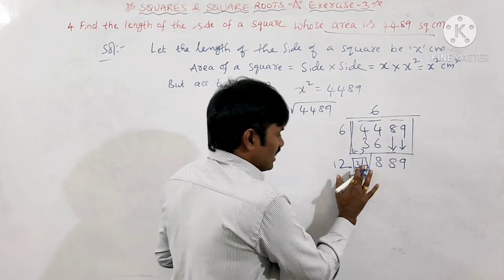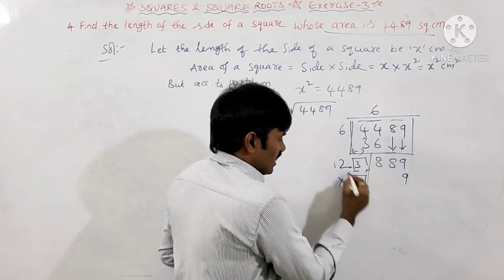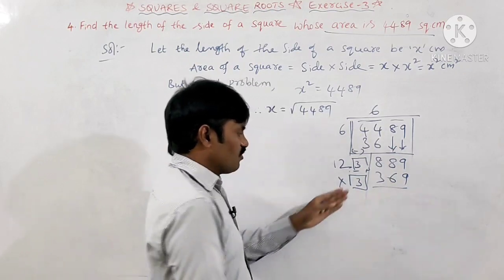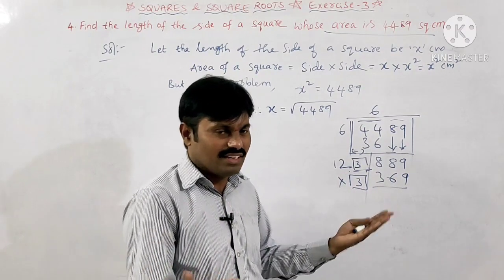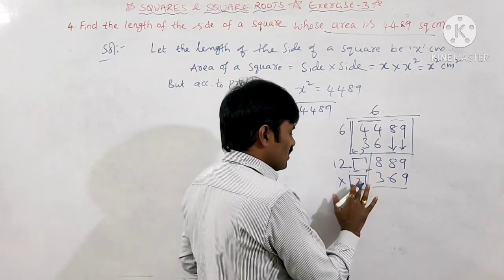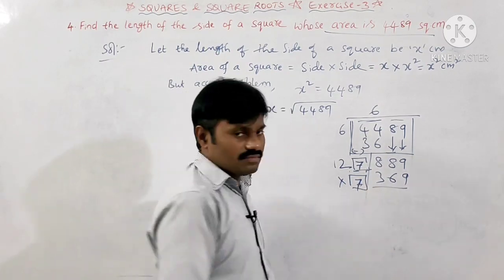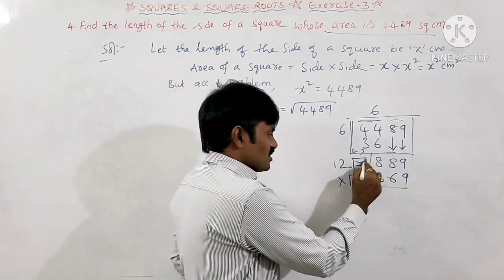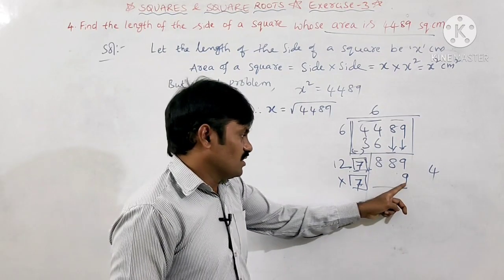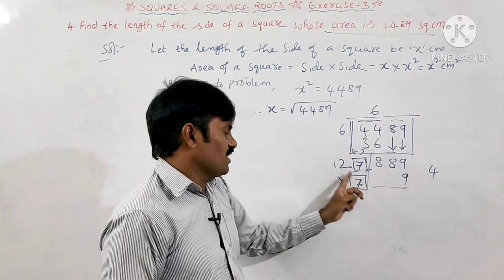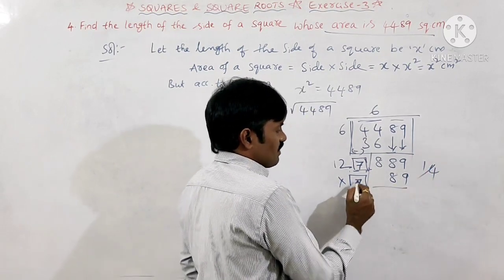I am taking 3 now. So 3 threes are 9, 3 twos are 6, 3 ones are 3. If you multiply 123 by 3, we get 300 plus something, so it is not suitable. Then what is my suitable digit here? I am taking 7, because 7 sevens are 49. Considering 7 here: 7 sevens are 49, 4 is carry, 9. 7 twos are 14 plus 4, 18. So here write 1, 8, 4; 7 minus 7 plus 1, 8.